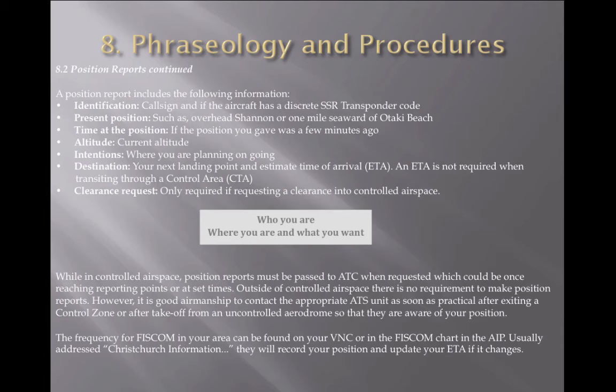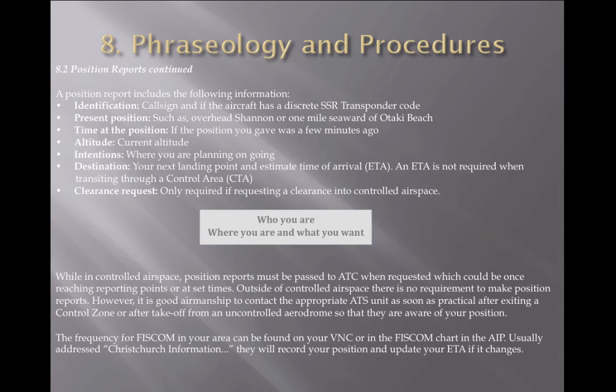The intentions. The destination, for example, your next landing point and estimated time of arrival. An ETA is not always required when transiting through a control area. And a clearance request, only required if requesting a clearance into control airspace. Just remember who you are, where you are, and what you want.